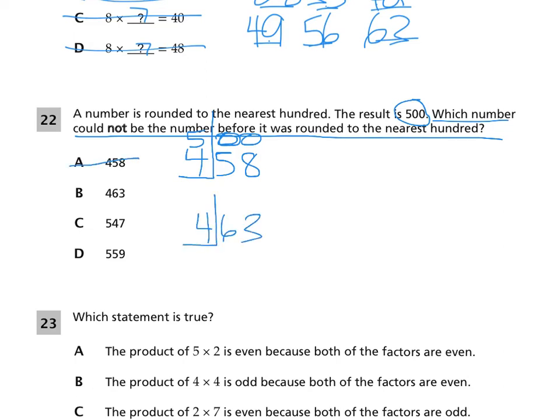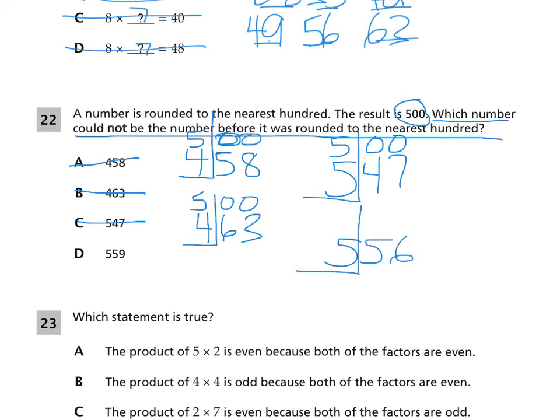Same for 463. The 6 makes the 4 go up. That rounds to 500. 547. Find your place, look next door. 5 or more, you will soar. It's not 5 or more. 4 or less, let it rest. All the numbers in the front stay the same. All the numbers behind 0 is your name. That rounds to 500. So hopefully this last one, if we did it right, does not round to 500.